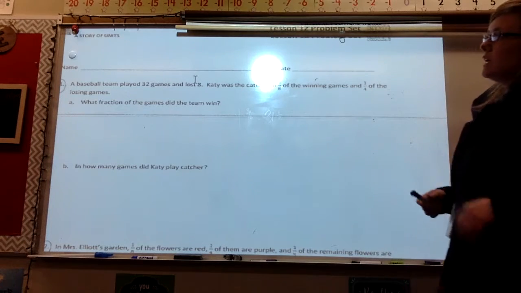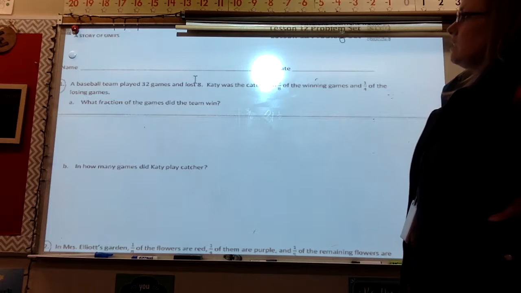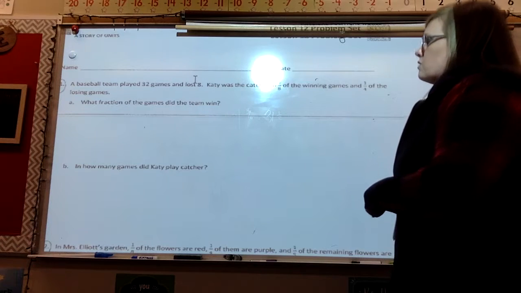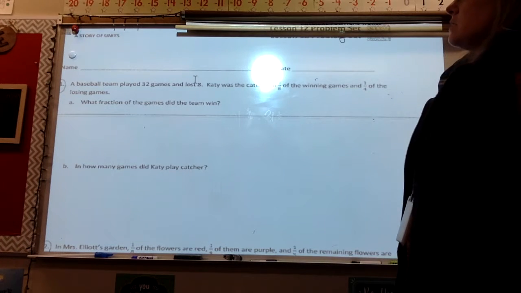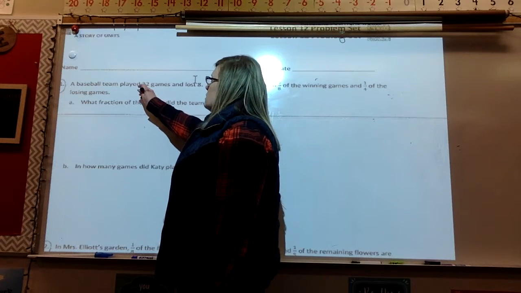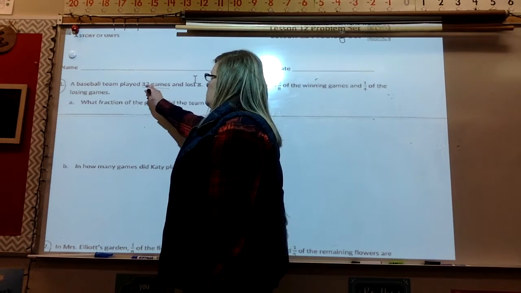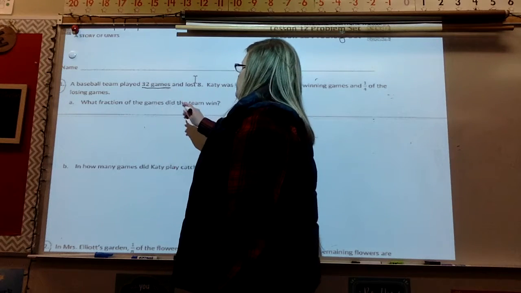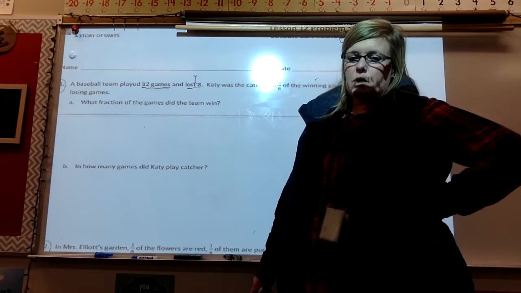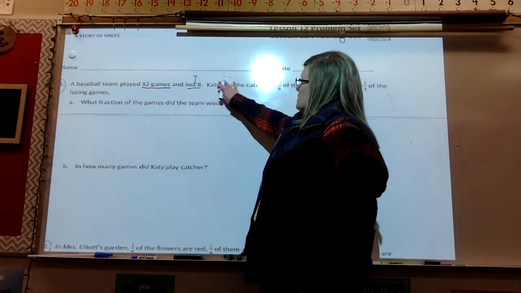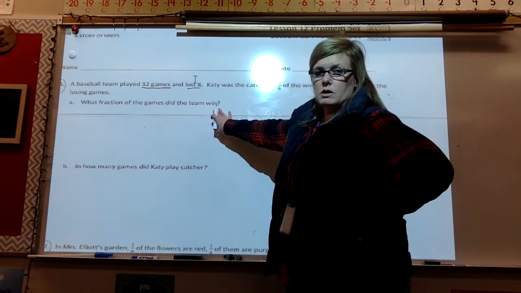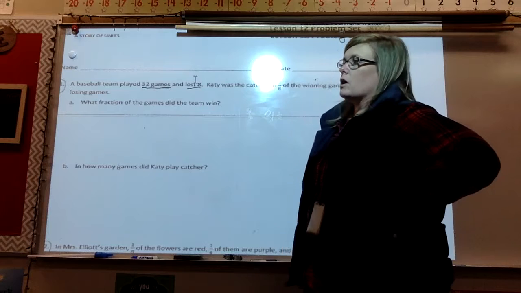It says, a baseball team played 32 games and lost 8. Katie was catcher in 5/8 of the winning games and 1/4 of the losing games. What fraction of the games did the team win? Okay, so one thing I need to know, definitely, I'm going to underline 32 games because that's how many they played. They lost 8. Okay, so let's just start with part A, because the rest of this problem has to do with her being catcher, and this question doesn't ask anything about her being catcher. This question is just asking about what fraction of the games she won.